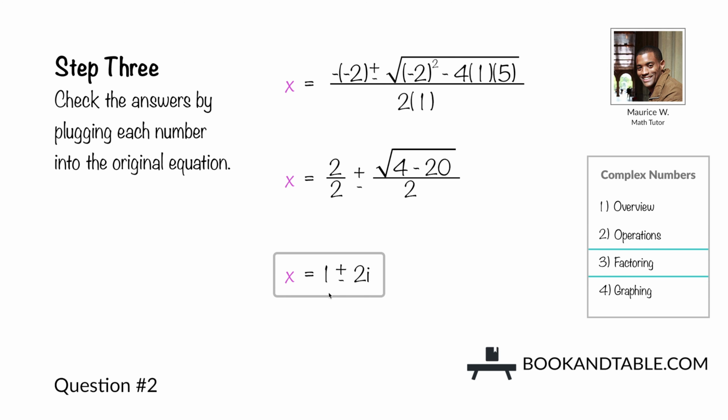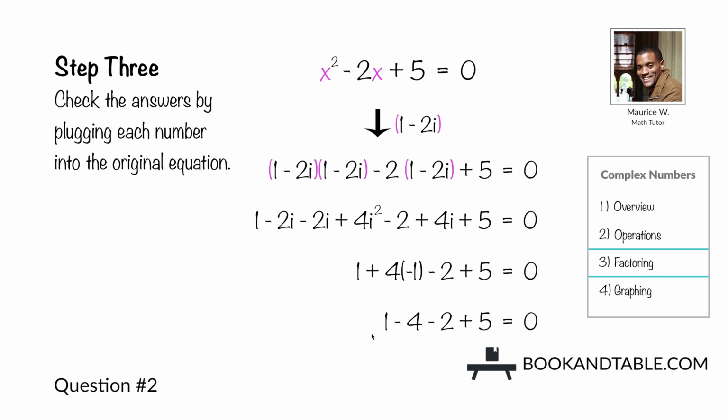In step 3, check the answers by plugging each number into the original equation. So we'll plug in 1 minus 2i first, in for x here and here, giving us 1 minus 2i times 1 minus 2i minus 2 times 1 minus 2i plus 5 is equal to 0. We'll use the FOIL method to expand our x squared. 1 times 1 is 1. 1 times negative 2i is negative 2i. Negative 2i times 1 is negative 2i. Negative 2i times negative 2i is positive 4i squared.